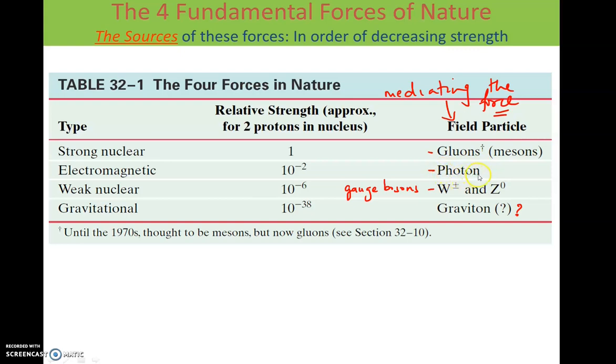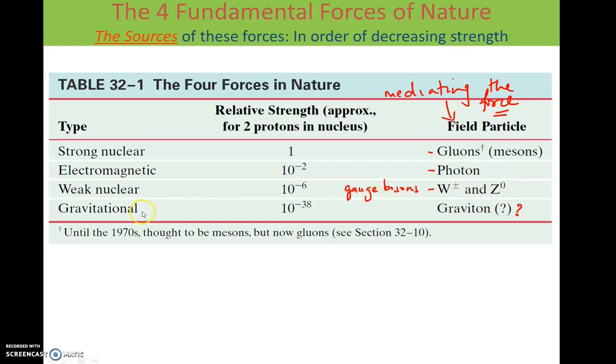Okay, so hopefully you have some experience with creation and emission of photons. And with the weak nuclear force, the particles that are responsible for mediating this force are known as the gauge bosons. So you have these three types, W plus and minus, and this Z0. This plus and minus refers to the charge.